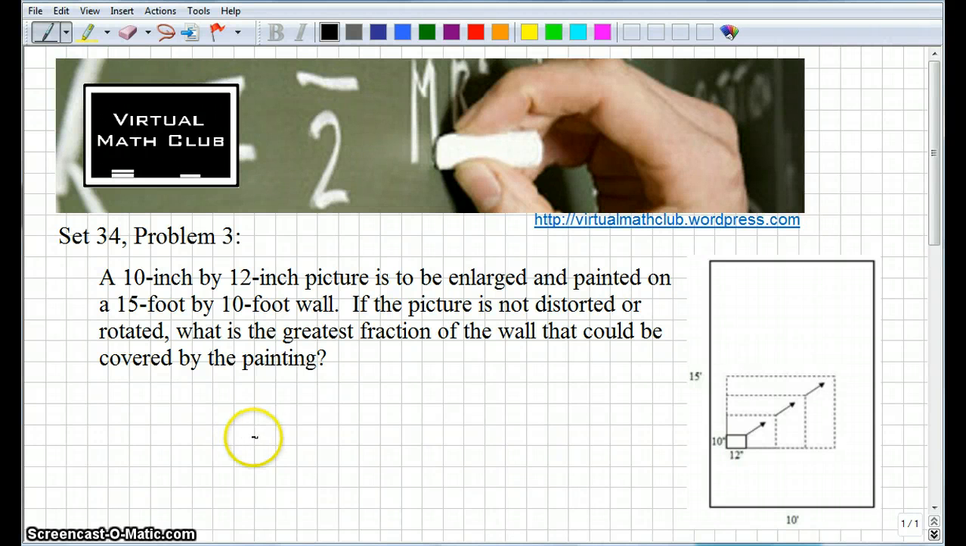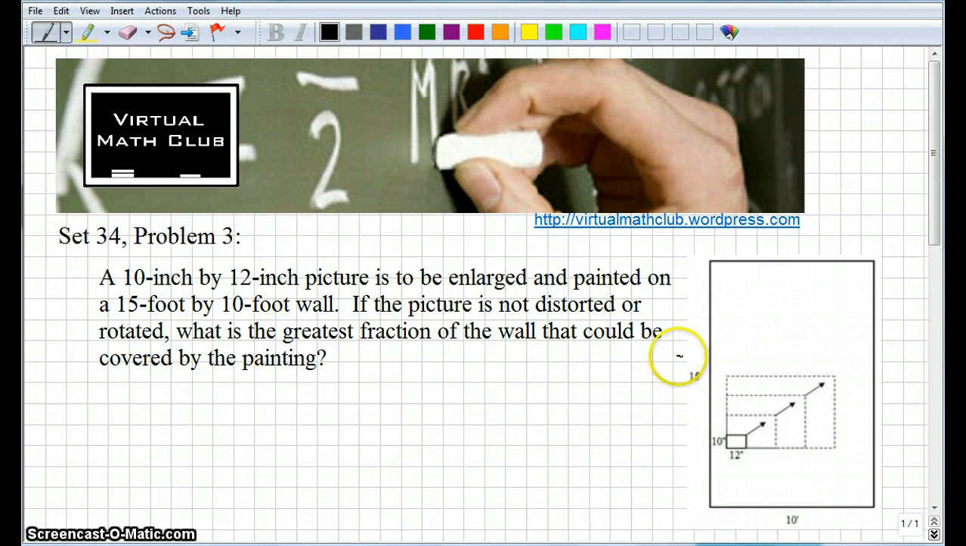Problem number 3. We have this 10-inch by 12-inch picture that we're going to enlarge, and we're going to put it on a 15-foot by 10-foot wall. If this picture is not distorted or rotated, what is the greatest fraction of the wall that could be covered by the painting? Okay.